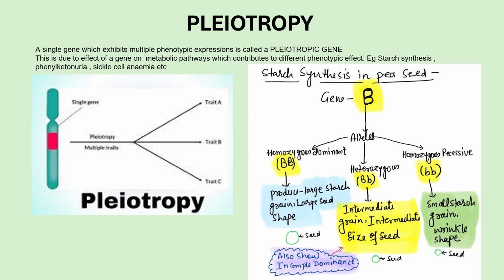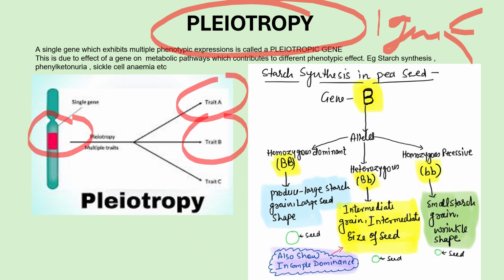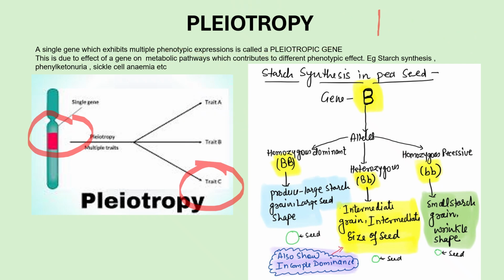Then you have pleiotropy, which is very, very important. Pleiotropy means one gene leading to more than one impact. A single gene that you can see leading to three different traits, three different characteristics, three different impact or phenotype. So this is called pleiotropy. For example, sickle cell anemia also, and what you can see on the screen is starch synthesis in case of a pea seed.